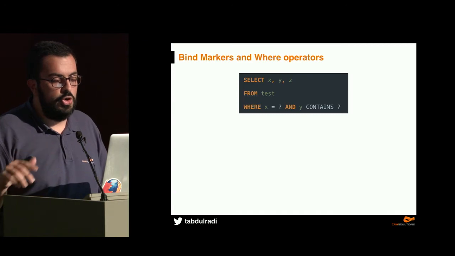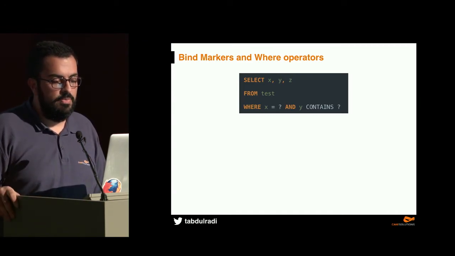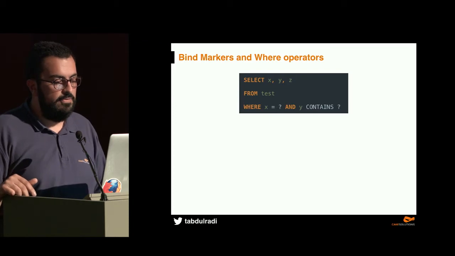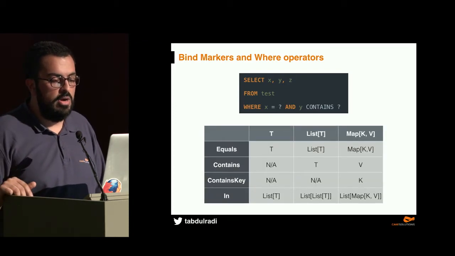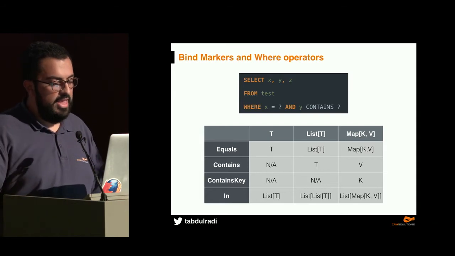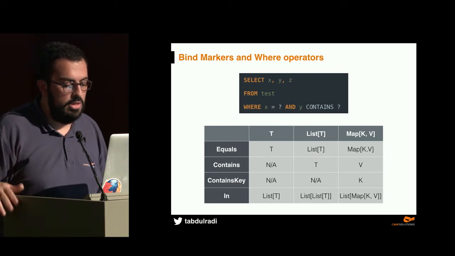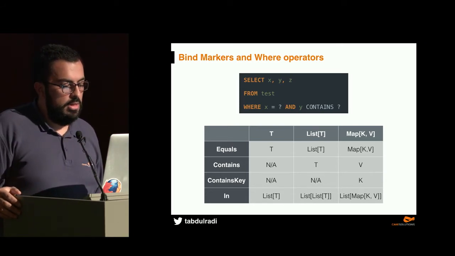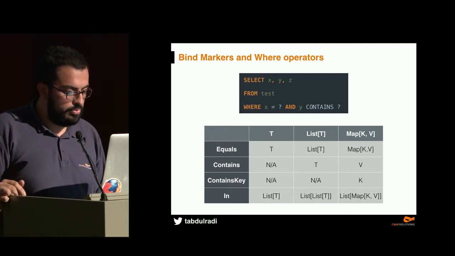Contains would work if the left-hand side is a map or list, and the right-hand side would depend. If this is a list of T, then the question mark is going to be T. If Y is a map of K and V, then the question mark is going to be V. You can have a table of all the operators: equal, contains, contains key, in, and so on. We're going to implement just one example: contains with list of T.